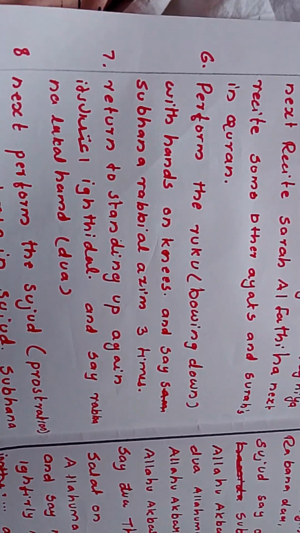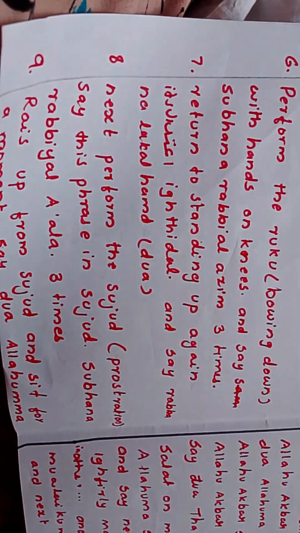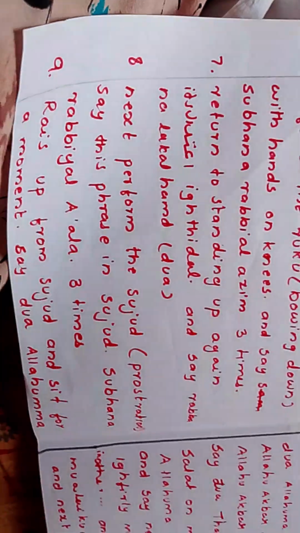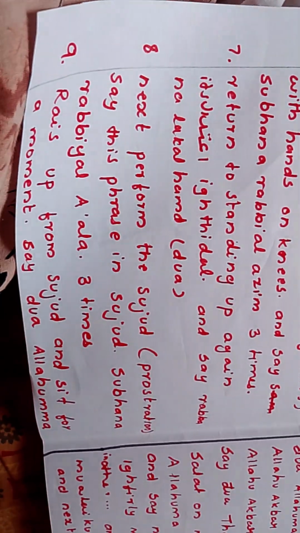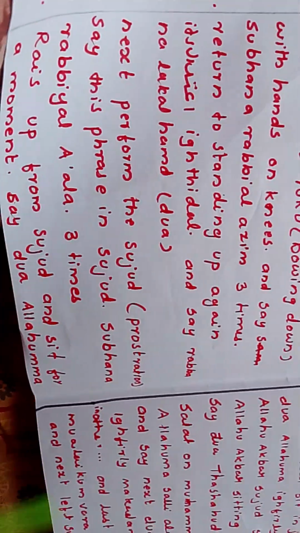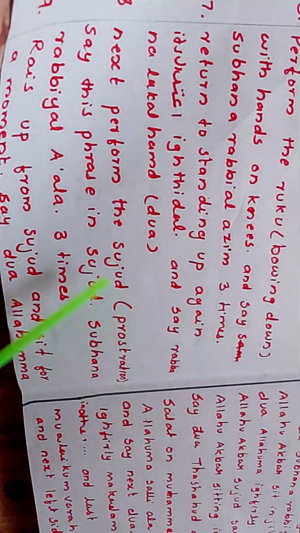Sixth, perform the ruku, bowing down with hands on knees, and say Subhana Rabbiyal Azim 3 times. Seventh, return to standing up again, known as itidal, and say the dua Rabbana lakal hamd. Next, perform the sujood, prostration. Say this phrase in sujood: Subhana Rabbiyal A'la 3 times. Next, rise up from sujood and sit for a moment. Say the dua Allahumma firli warhamni.